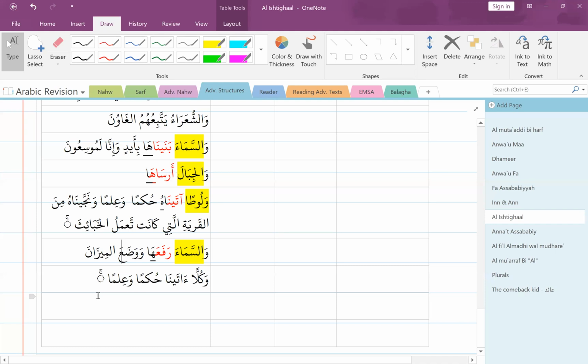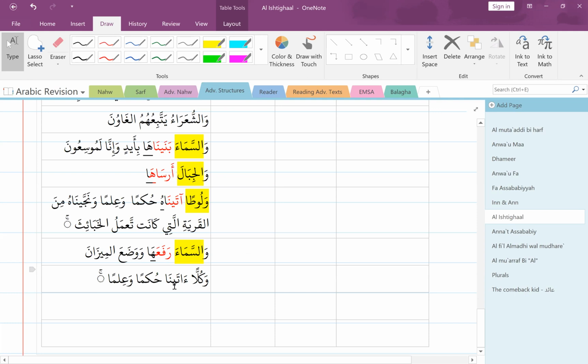Last one. This one, be careful. وَكُلًّا آتَيْنَا حُكْمًا وَعِلْمًا. كُلًّا is mudaf from kulla. If it was a mudaf, it would be light, with no al. Is it light? No, it's not light. So here it's not acting as a mudaf, it's just acting like a normal ism. Then it's mansoob.